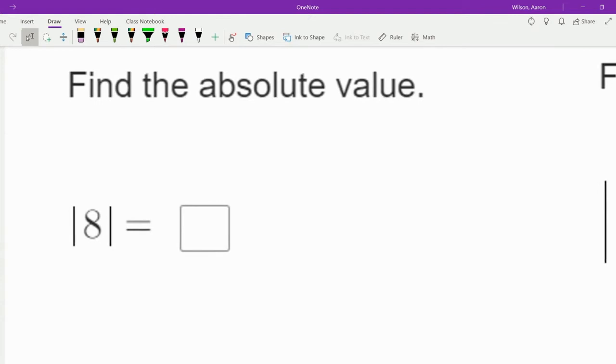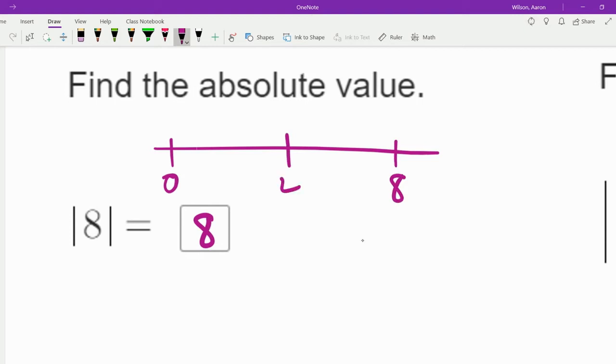Find the absolute value of 8. What this means is, how far away is 8 from 0? Well, it's simple. It's just 8. If I had to graph it, you'd have 0 here, and let's say I put 8 there, and 4, and all the numbers in between. How far is it from 8 all the way back to 0? It's 8 spaces. So it's just 8.